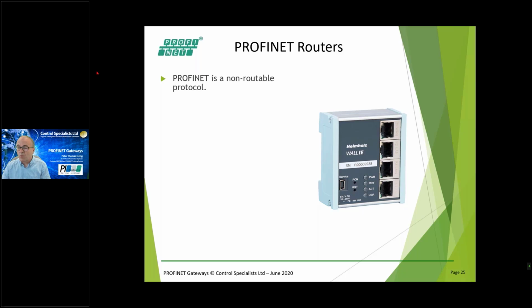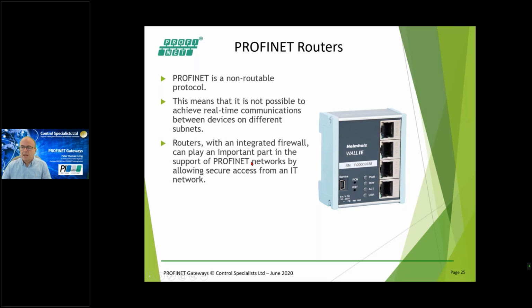Well, what will they be? Well, they're going to be things like web servers and things like that. So basically, this guy has got an integrated firewall, and he's going to sit between an IT network, an office-based LAN, and the OT network, where we basically have our PROFINET network. This guy will not be incorporated in the hardware configuration. He has no GSDML file at all.